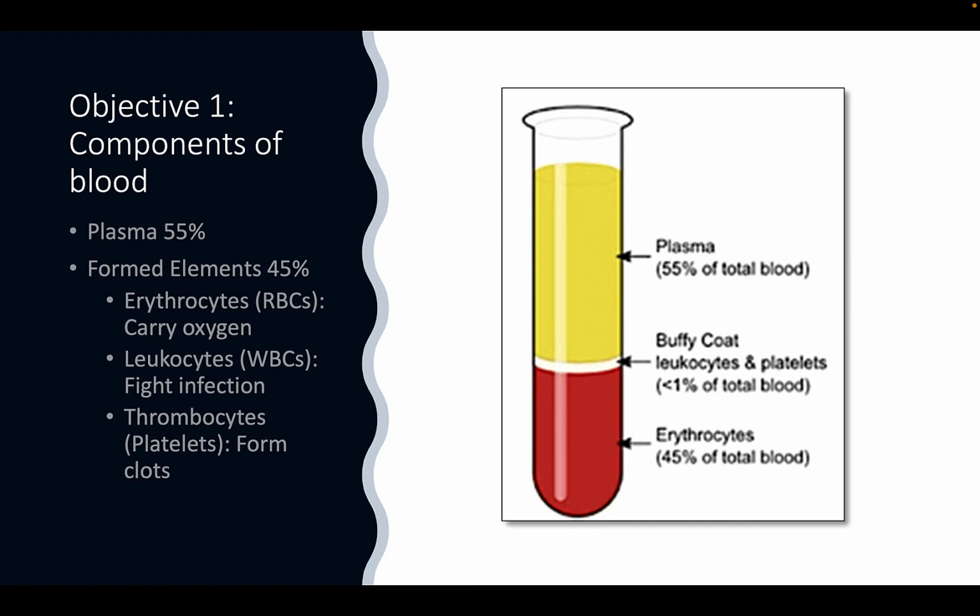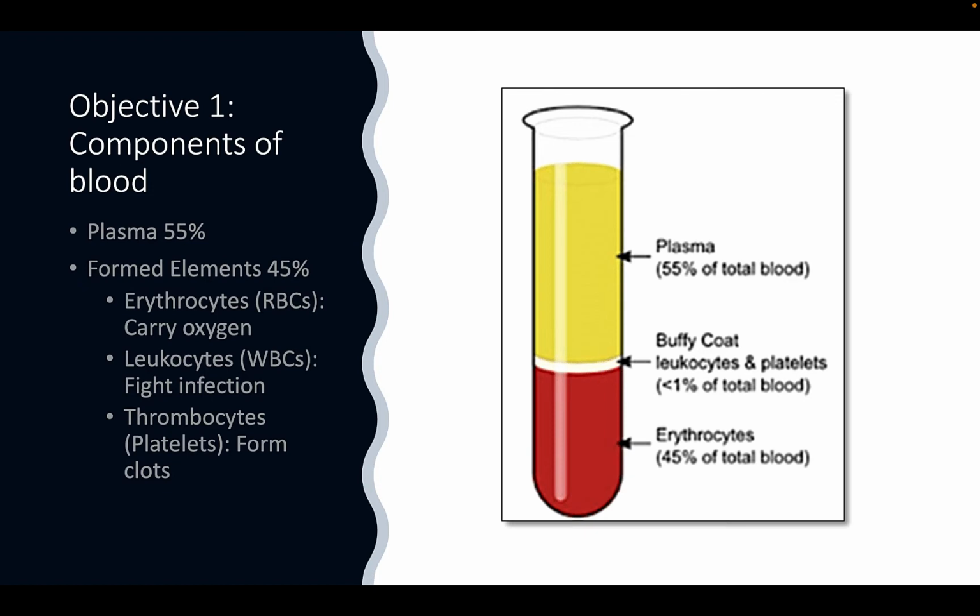This will carry things that will help fight off infection. We'll determine what types of immune cells are going to be involved with the different immune system functions when we get to that section. But for right now, just know that about 1% is going to be leukocytes.